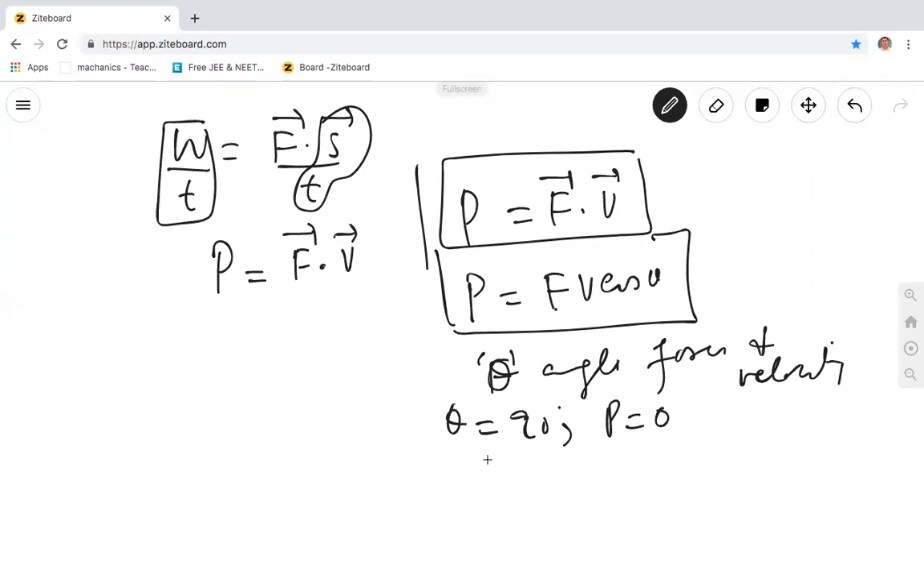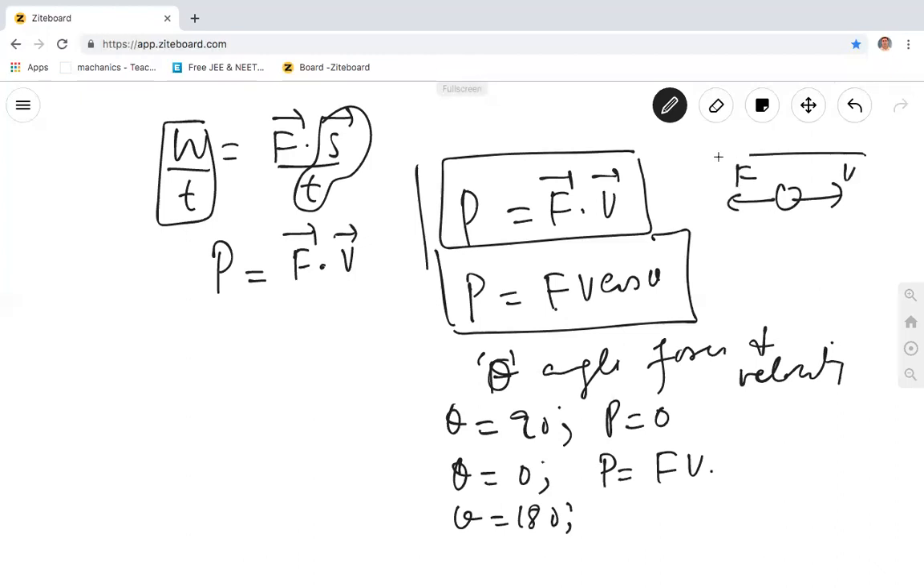Right. Okay. If theta is 0, then what's power? Maximum. FV, yes, that's right, good. If theta is 180, I mean when force is opposite to velocity, particle is moving like this and force is dragging it backwards. Negative. Negative power, yes. What do you mean by negative power? That means you are reducing its energy.